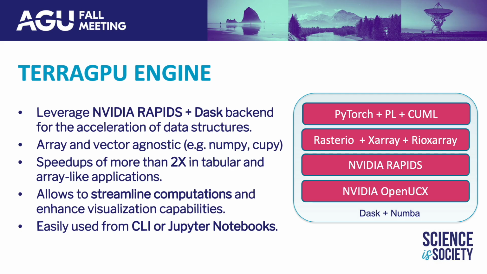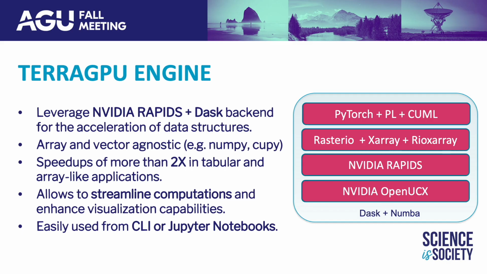The back end is Dask plus Numba, Dask at least for the scheduling of CPU and multi-GPU resources and multi-node. And then we have NVIDIA OpenUCX for the actual networking communications and the intranode communications. And then NVIDIA RAPIDS, which is kind of the entire framework for the GPU libraries. It's on top of all of these, and that is the one that manages most of the array-like and vector-like objects.